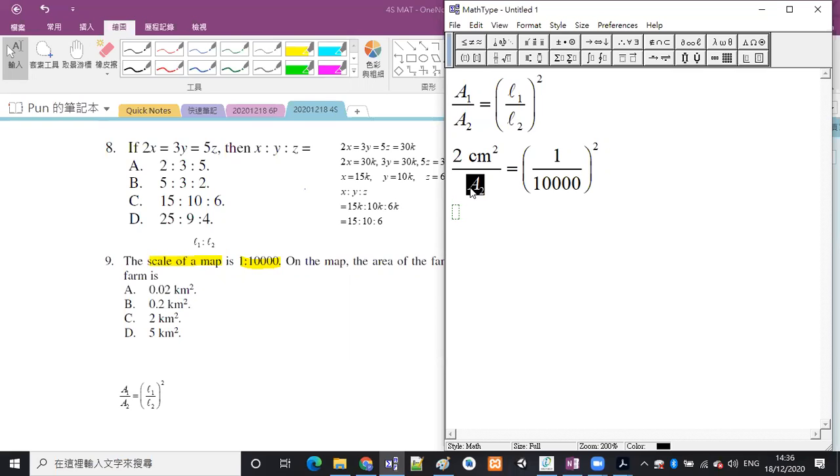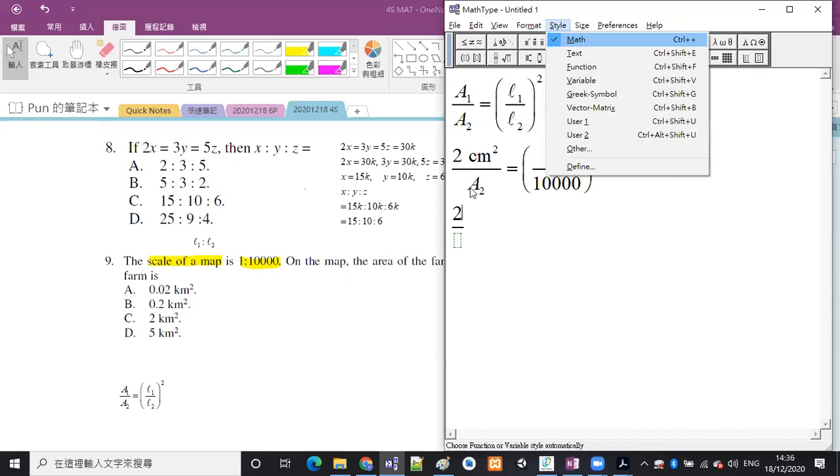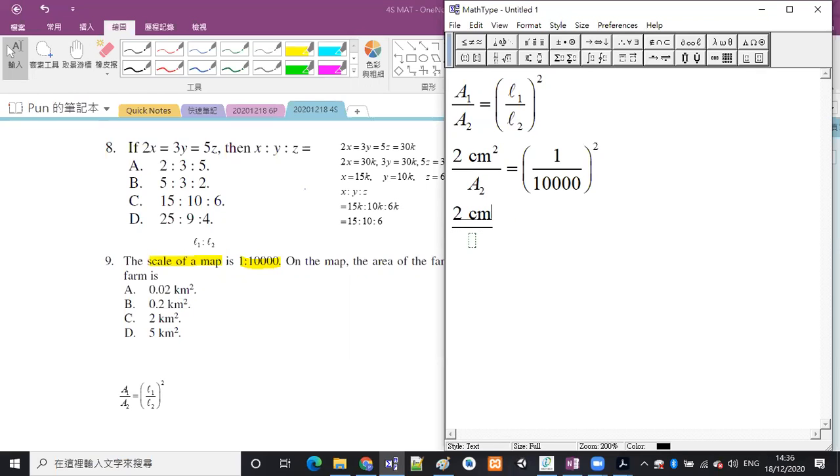Okay, so let's do the calculation. So this is 2 cm square divided by A2, and then this is 1 square over 10,000 square. And then just multiply the denominators to the opposite side, and you'll find that A2 is equal to 2 and then 80 cm square. Okay? This is 200 million cm square. But 200 million cm square is how many km square? First we know that D should not be correct, right?